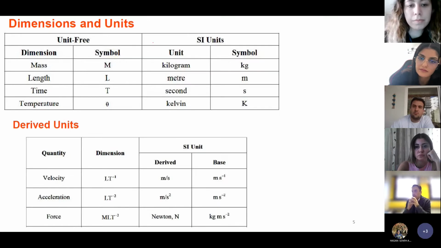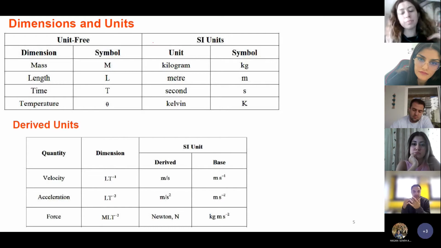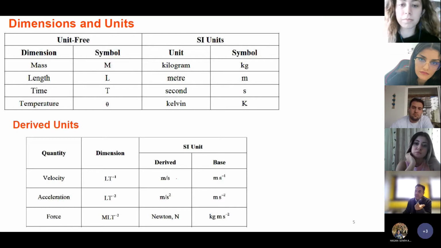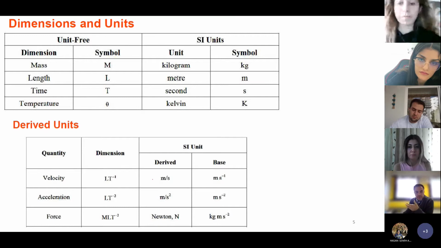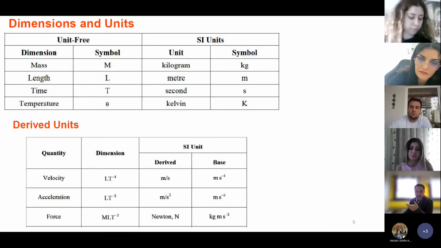So, when you multiply or divide these primary units to each other, you can find the units of secondary quantities. As I told, for velocity, we divide length by time. Therefore, the unit is meter per second. For acceleration, you divide length by time 2 times, or a square of time. Therefore, the unit is meter per second squared. And these are basic things that you know.